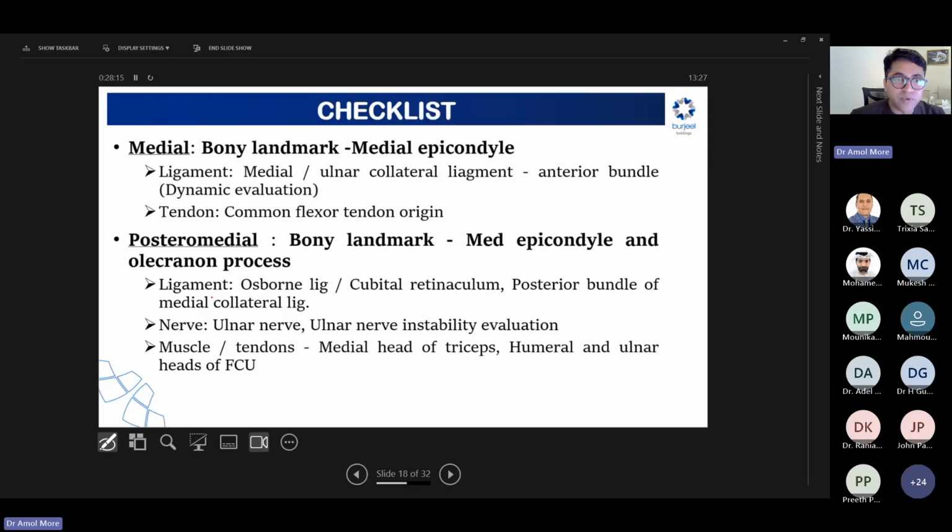In the posterior medial aspect, we will see the Osborn ligament, which is also called the cubital retinaculum. We will see the posterior bundle of the medial collateral ligament or ulnar collateral ligament, which lies in the cubital tunnel. We will see the location of the ulnar nerve, and how to assess ulnar nerve instability along the posterior medial aspect of the elbow. The medial head of triceps sometimes lies along the cubital tunnel, and just distal to it we will see the two heads of flexor carpi ulnaris.